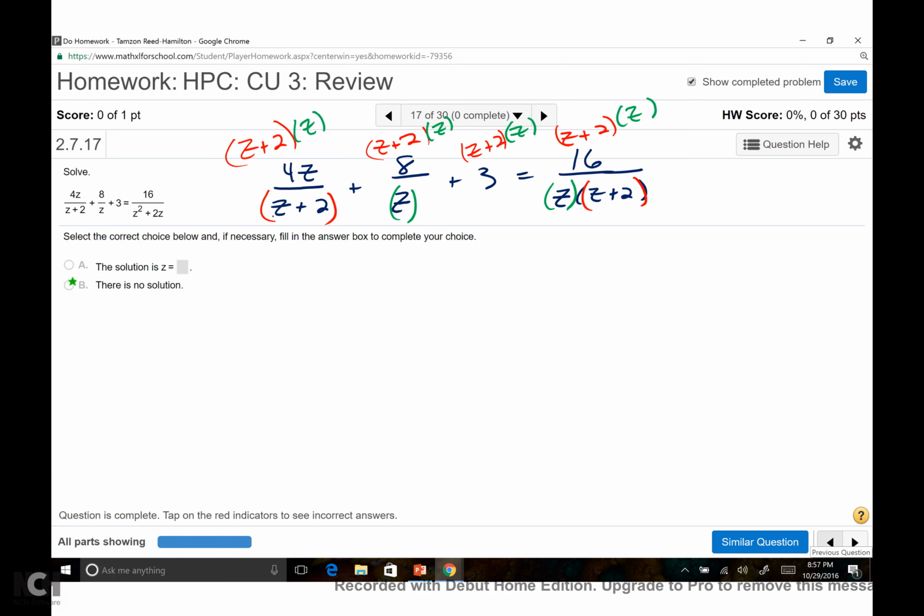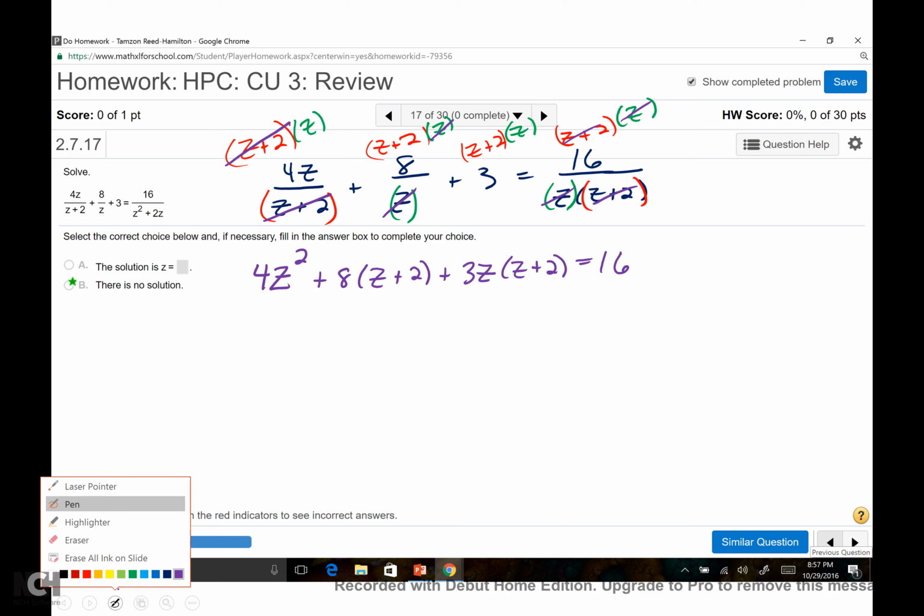And here the z plus 2's are going to cancel, which leaves me 4z times z, which is 4z squared. The z cancels, that leaves me with 8 times z plus 2. Nothing cancels, so that leaves me 3 times z plus 2. I can multiply in any order I want. And they both cancel over here, which leaves me with 16.